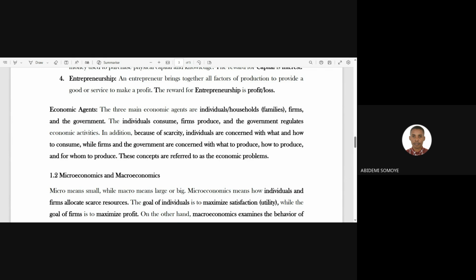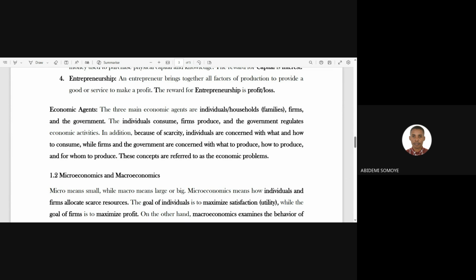For example, individuals, which is one of the components of the economic agents. Their main concern is, what do I buy? And what I buy is determined by a lot of things. What to buy is determined by the resources that you have. And also they are concerned with, how do I get the goods? How do I consume it? Do I consume it for myself, or do I share with my family, or should I share with my friends, or how do I have access to the product?